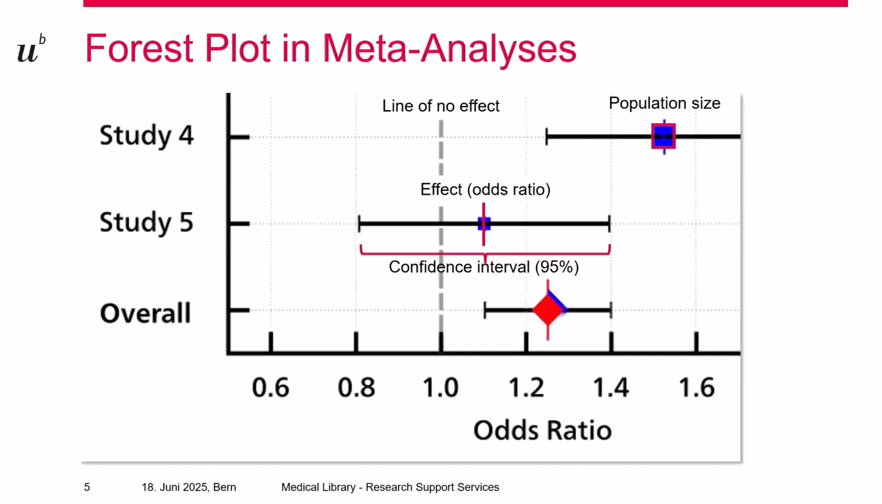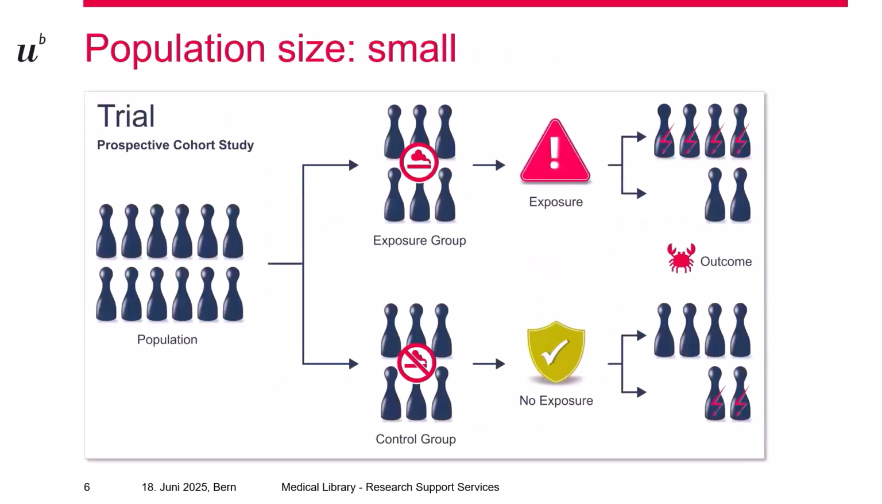Then the red diamond represents the pooled effect, meaning all the studies pooled together, the effect size of all studies together. And of course, here you have the overall confidence interval. So that is what you find in such a forest plot.